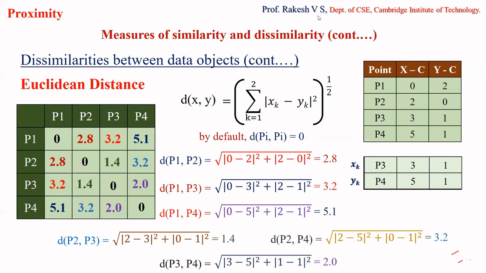Students, kindly take the screenshot of this. Is this understood, how to find the Euclidean distance? This is also easy, right? Have you understood?